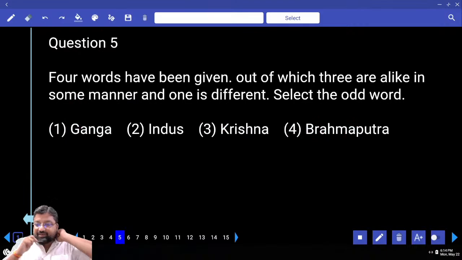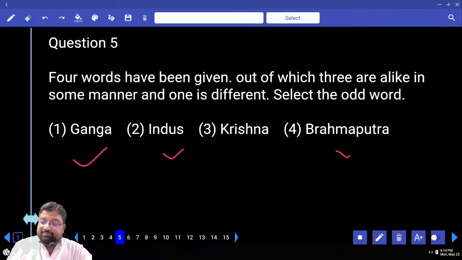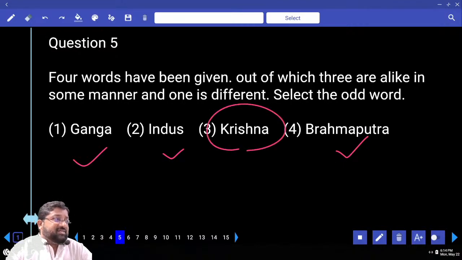Four words have been given, out of which 3 are alike in some manner and one is different. Select the odd one. Ganga, Indus, Krishna and Brahmaputra. These are all rivers. The problem is, Ganga, Indus and Brahmaputra originate from the Himalayas. Krishna is from the Western Ghats of India, somewhere in Maharashtra.